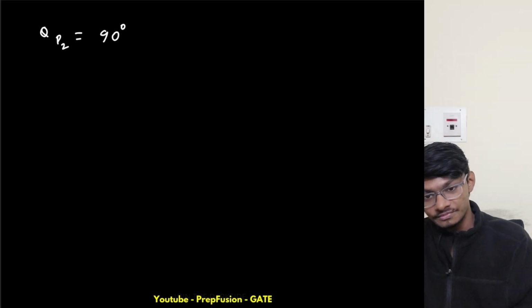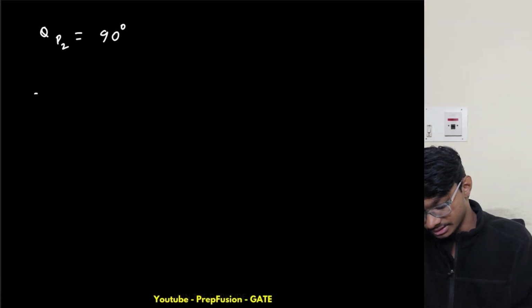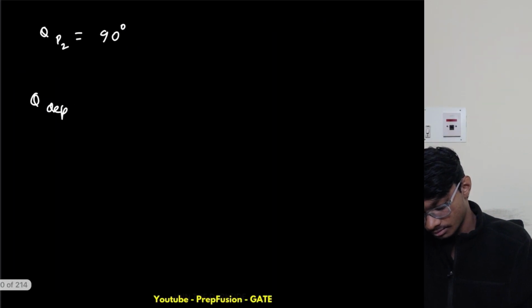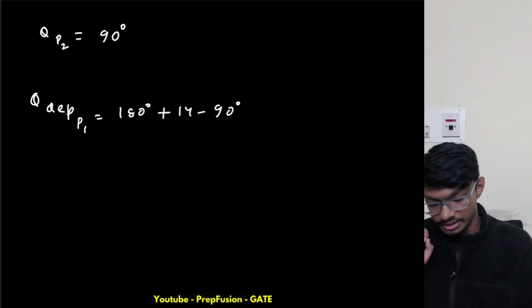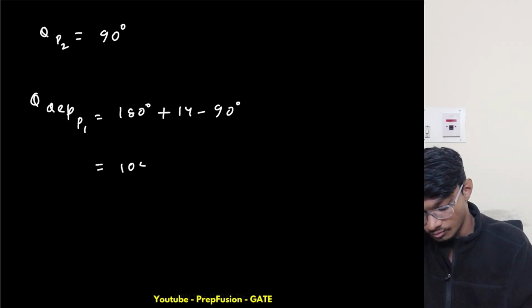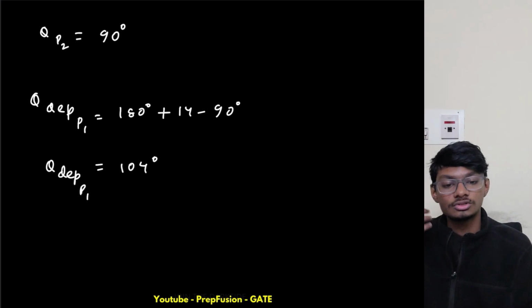So this is my theta P2. So what is my theta departure, right? What is my theta departure? Theta departure of P1 should be equal to 180 plus 14 and minus 19, right? So this is what I get, and this will be almost equal to 104 degrees. So my theta departure of P1 will be almost equal to 104 degrees.